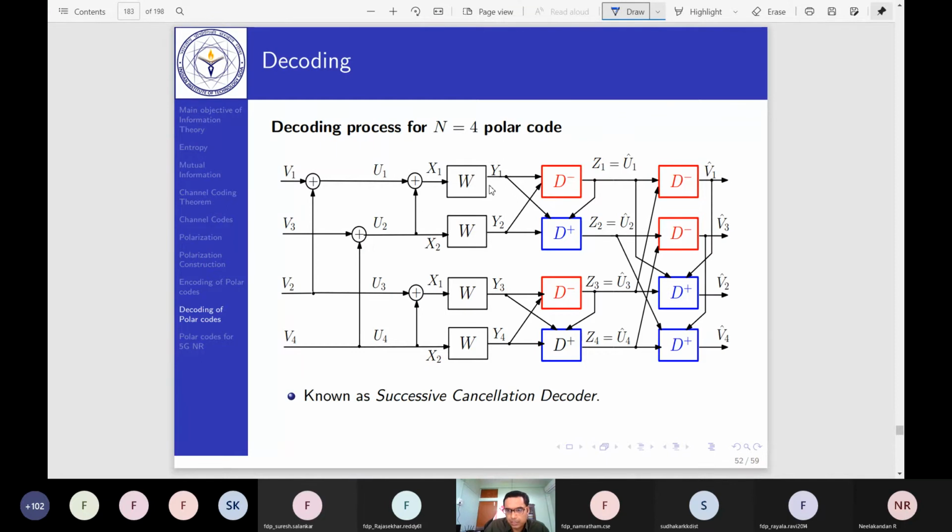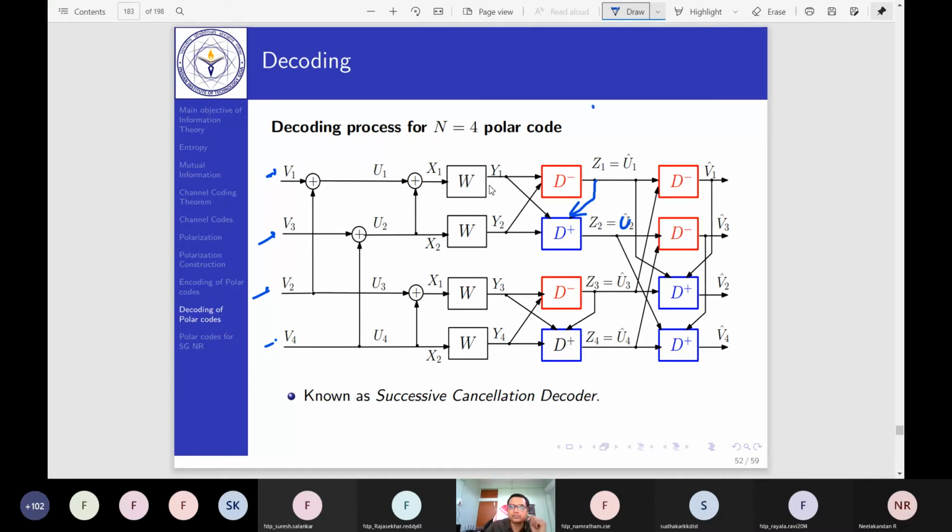Okay, so in this way we can apply D minus and D plus recursively, and we will be able to estimate these input bits V1, V3 to V4. This decoding rule is known as the successive cancellation decoder, because we are cancelling. Why is it called successive? Because it depends on the previously decoded input. Suppose to estimate U2, we need the previously decoded input U1. That's why it is known as successive.